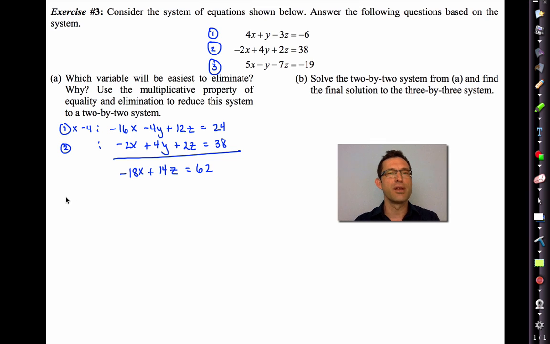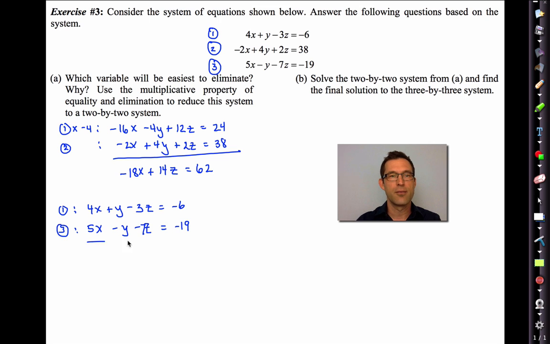Now, the second manipulation, we really don't have to do anything at all, right? We can just take equation 1, 4x plus y minus 3z equals negative 6. And equation 3, 5x minus y minus 7z equals negative 19.